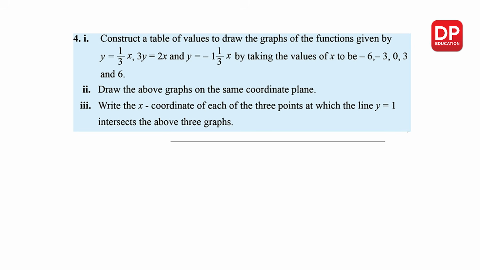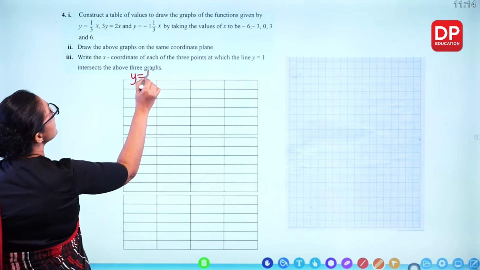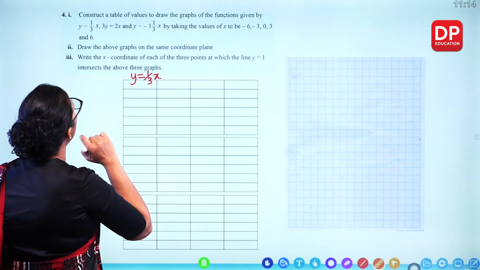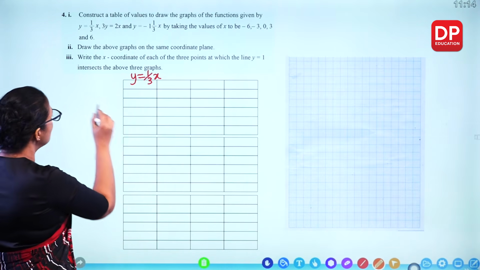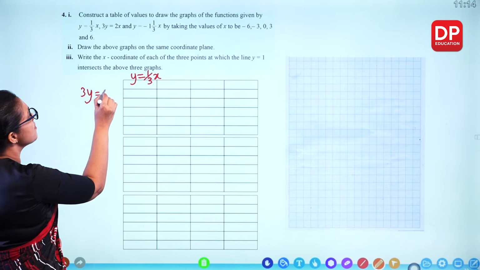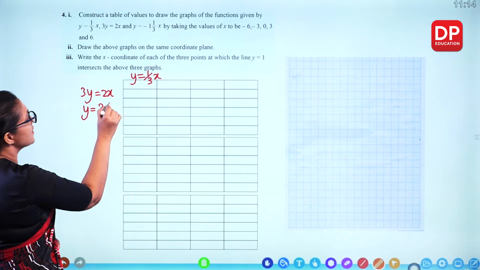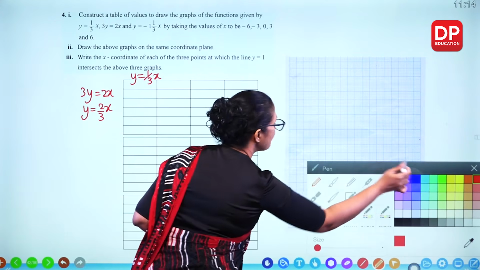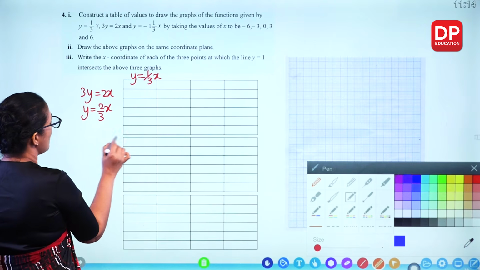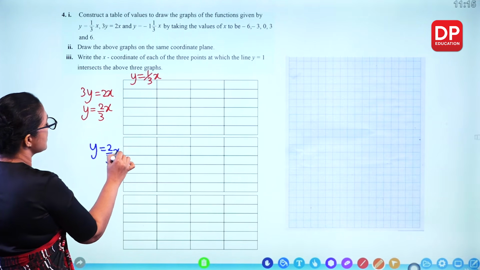Question number 4. Construct a table of values to draw the graphs of the functions given by y equals 1/3 x, and we need 3y equals 2x. So 3y equals 2x means what's y? y is 2 over 3 x. So we'll take another color. This one. y equals 2 over 3 x.